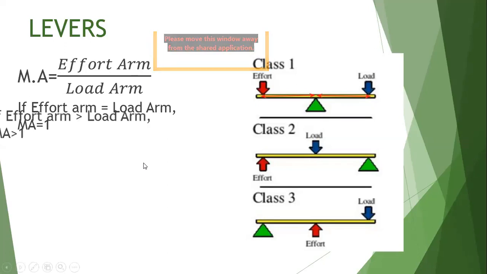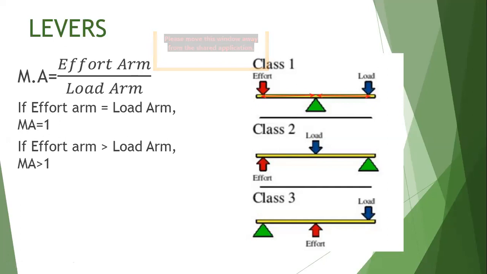The same way, if my effort arm is greater than load arm, how is it possible that the effort arm is greater? Let's look at the effort arm. From where do we define effort arm? From the effort to the fulcrum. So this distance from the effort to the fulcrum is my effort arm. And what is load arm? From the load to the fulcrum. So you will find in this case, your effort arm comes out to be bigger than the load arm, and here you will find your MA is more than 1.